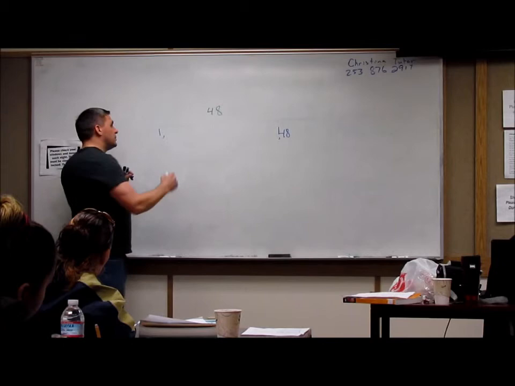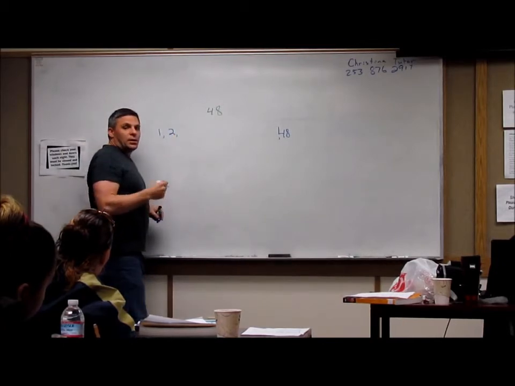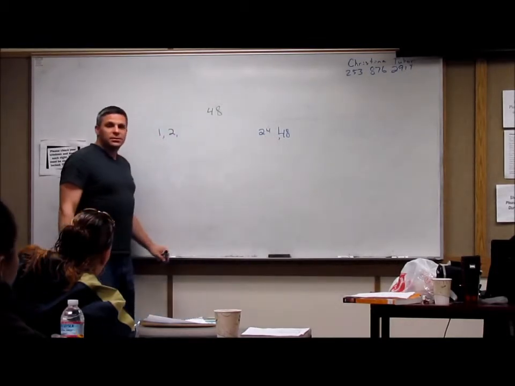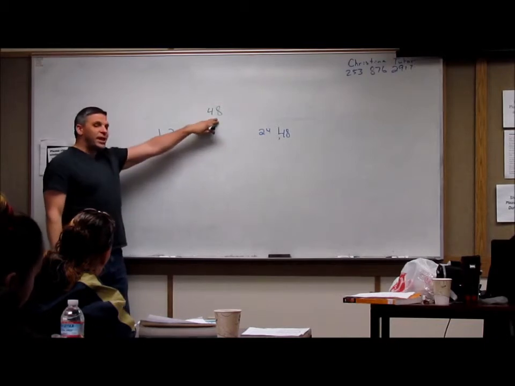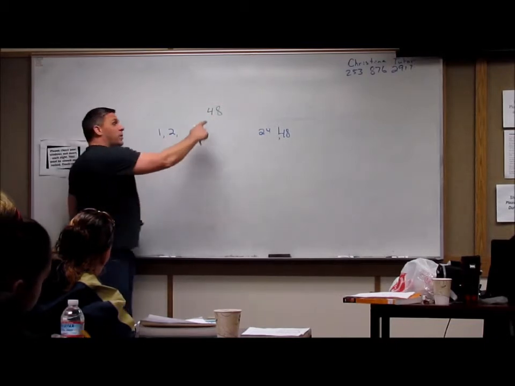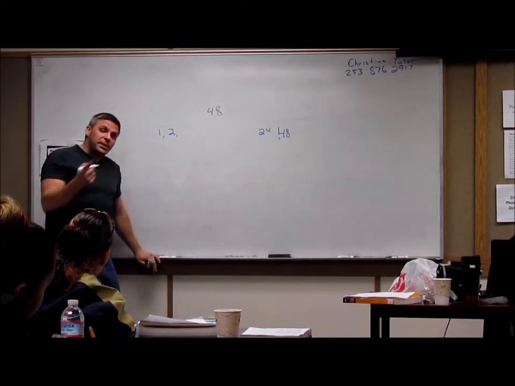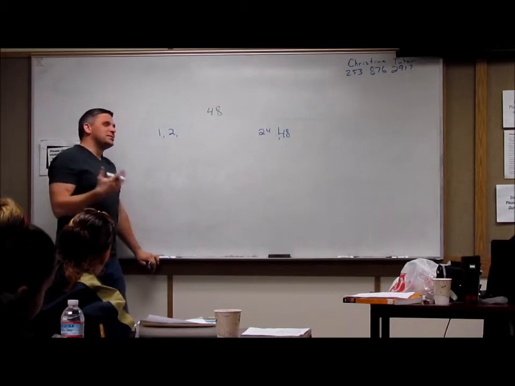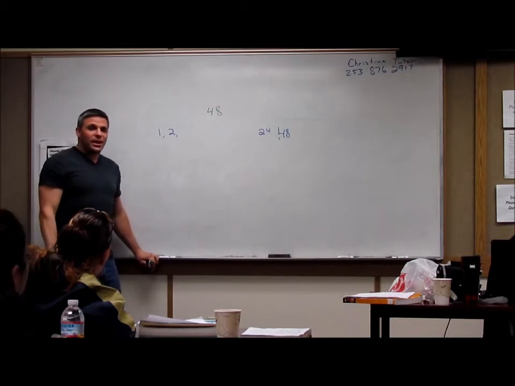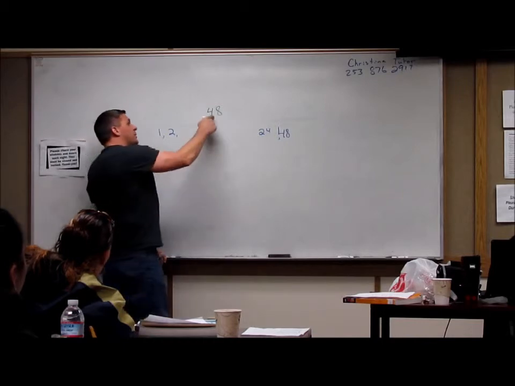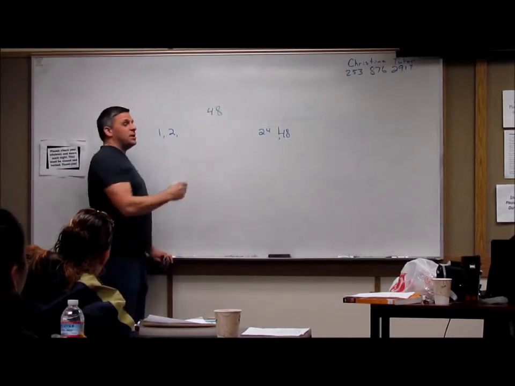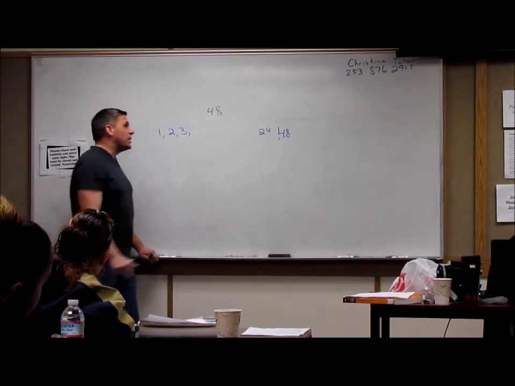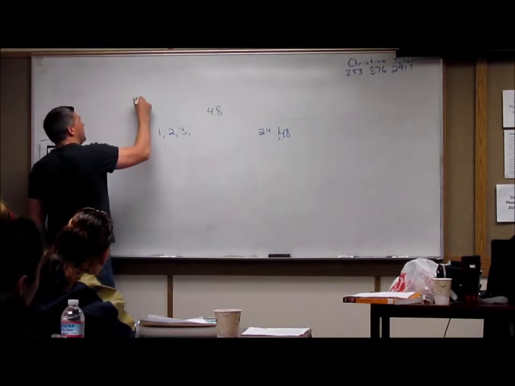2. 2 goes into 48 24 times. Okay, we know 2 goes into 48 because 4 plus 8 is 12, and 12 is divisible by 3. No, that's for 3, sorry. We're talking about 2. 2 goes into 48 because it's even. Okay? 3 goes into 48 because 4 plus 8 is 12, and 12 is divisible by 3. That's our trick for 3, to know that 3 goes into 48.